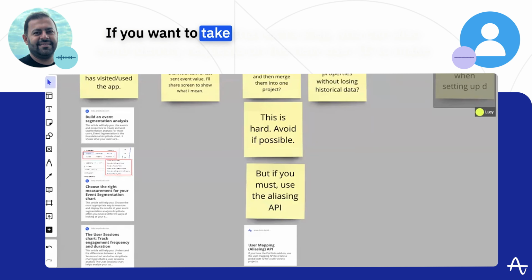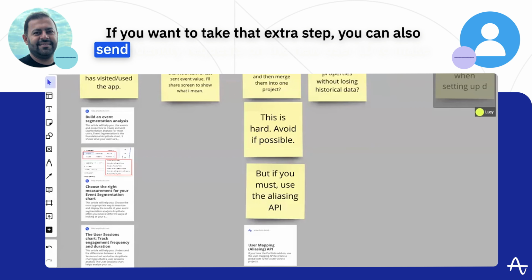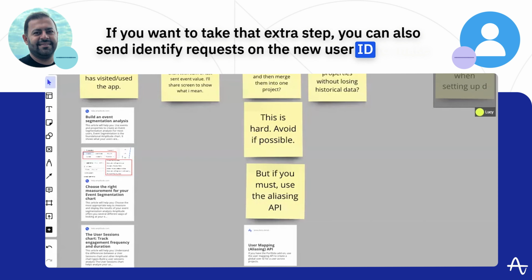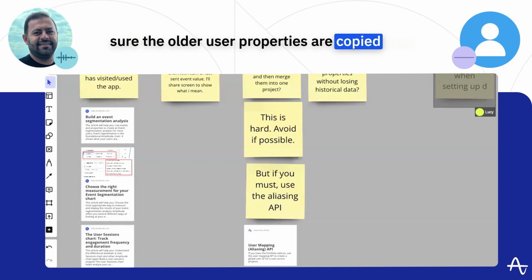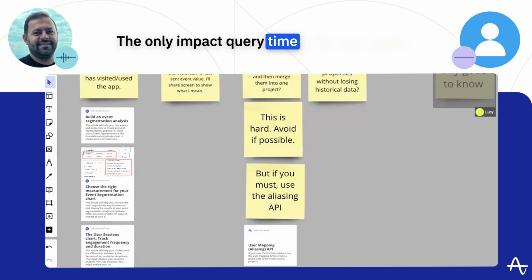If you want to take that extra step, you can also send identify requests on the new user ID to make sure the older user properties are copied over. So it's a pretty long and extensive process. You will definitely have those duplicate user profiles. The only impact on query time is for new users.